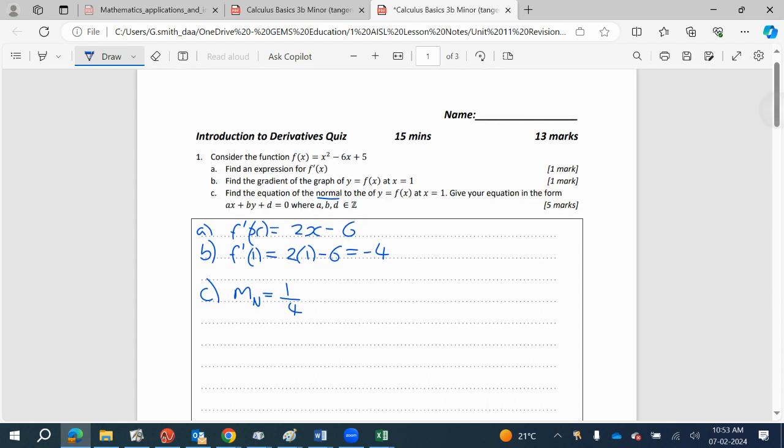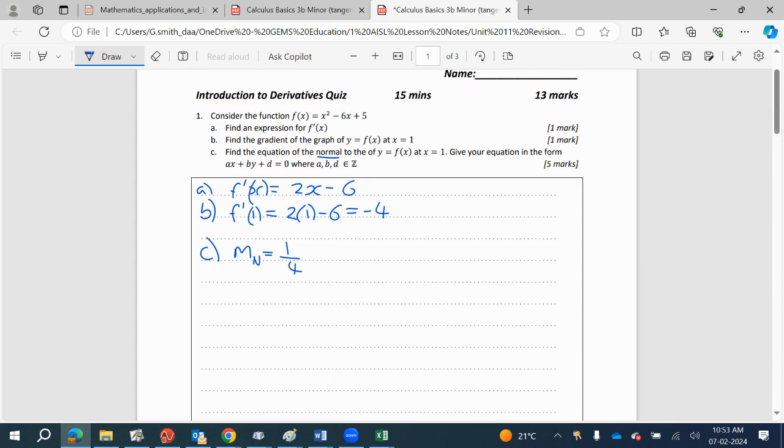So next, in order to get the equation of a straight line, you need a point. We don't have a point. We know that x equals 1. We need to find the y value. The y value, if you remember from last class, is given by the original function. So y is equal to f of 1. If we put this into this function here, we get 1 minus 6 plus 5, which is 0. So the curve goes through (1, 0). This is a coordinate.